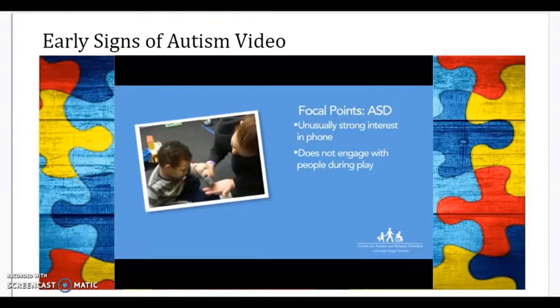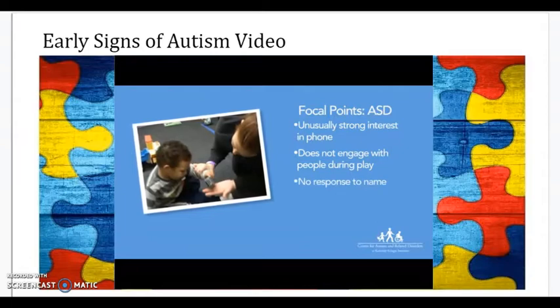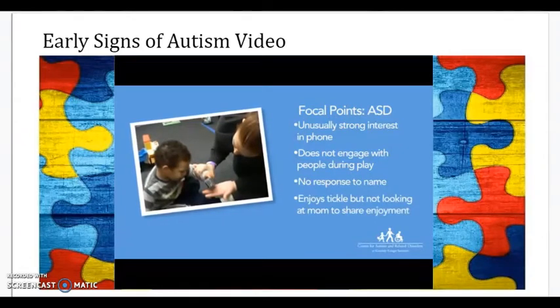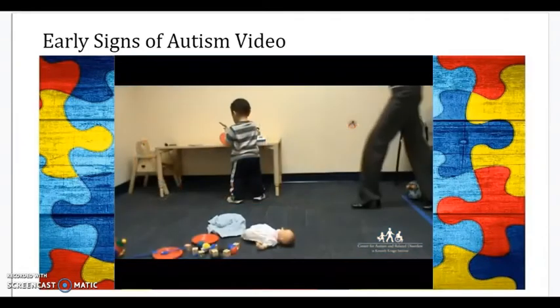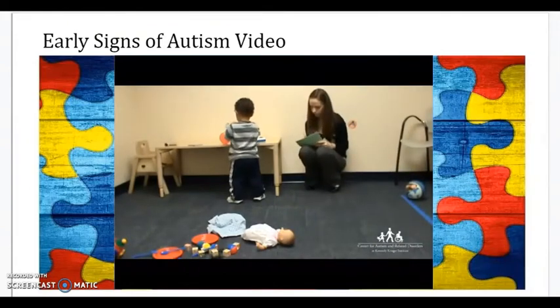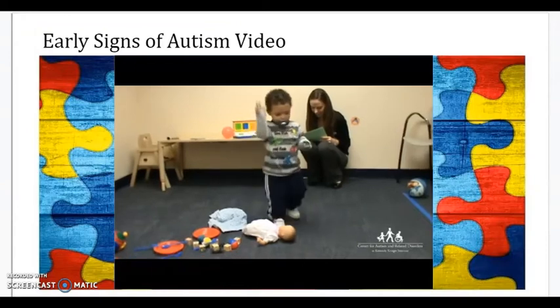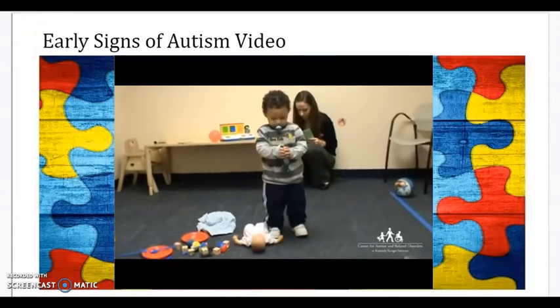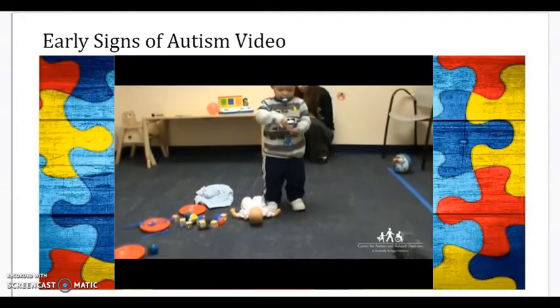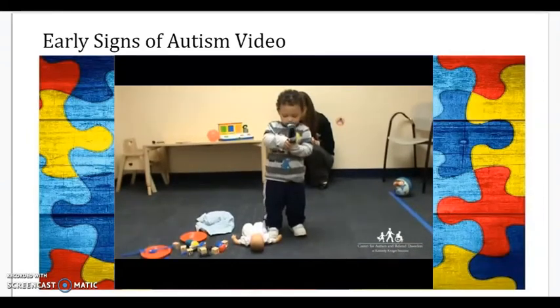This 19-month-old child shows signs of ASD. He has an intense interest in the toy phone. He does not share his enjoyment of the phone with others. He does not look toward others and smile.